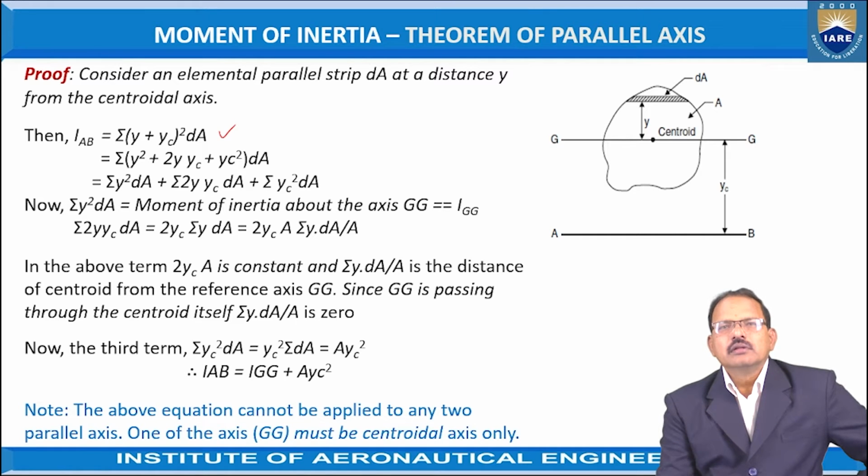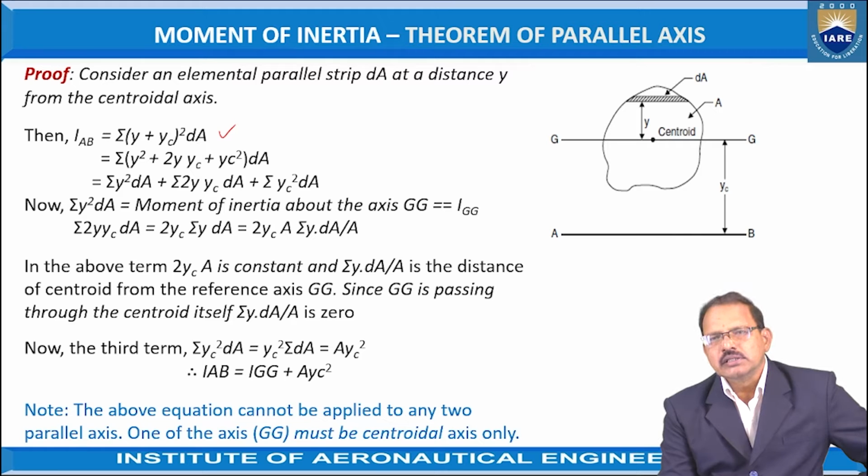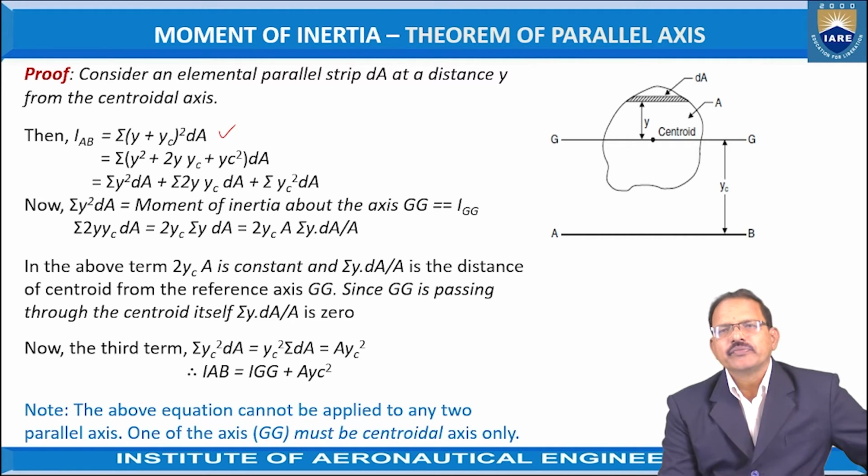Now the sigma y square dA is representing the moment of inertia of the strip about an axis GG, which can be represented as IGG. Similarly, sigma of 2yc dA: in this, 2 is a constant and yc is also constant, because it is the distance between the central axis GG and the line AB, hence 2yc.